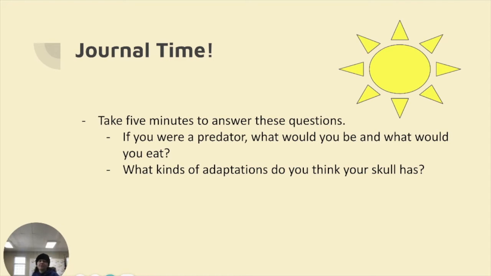Now we're going to end it with journal time. And we want you guys to take about 5 minutes to answer these questions. So the first question, if you were a predator, what would you be and what would you eat? And the second question, what kinds of adaptations do you think your skull has?